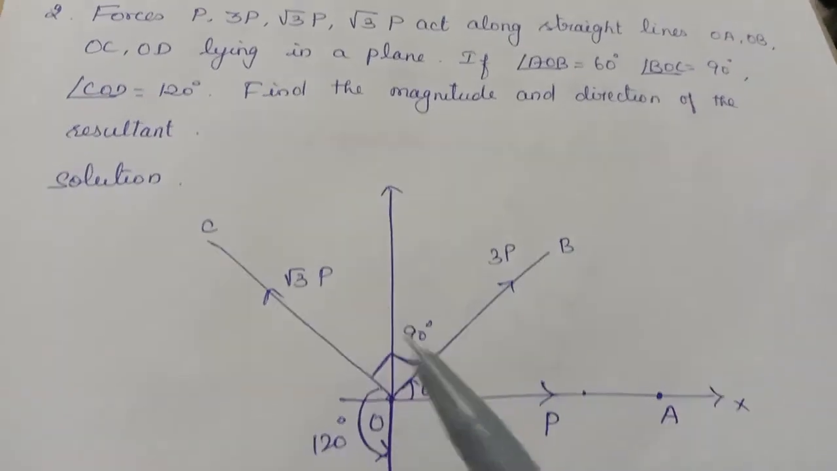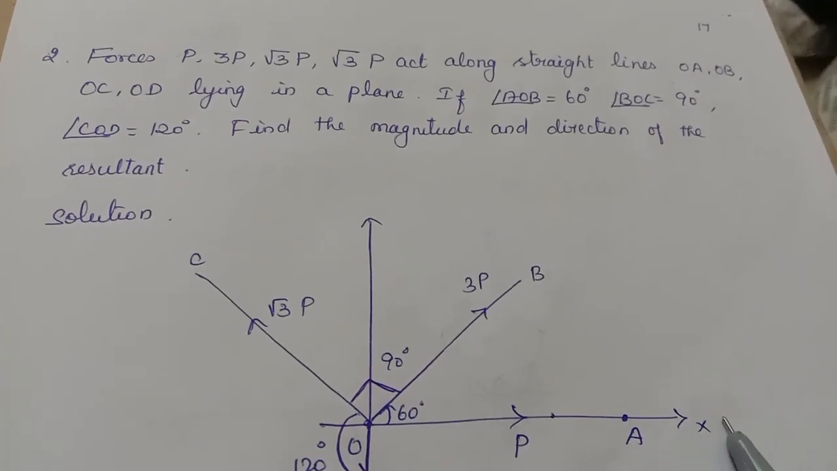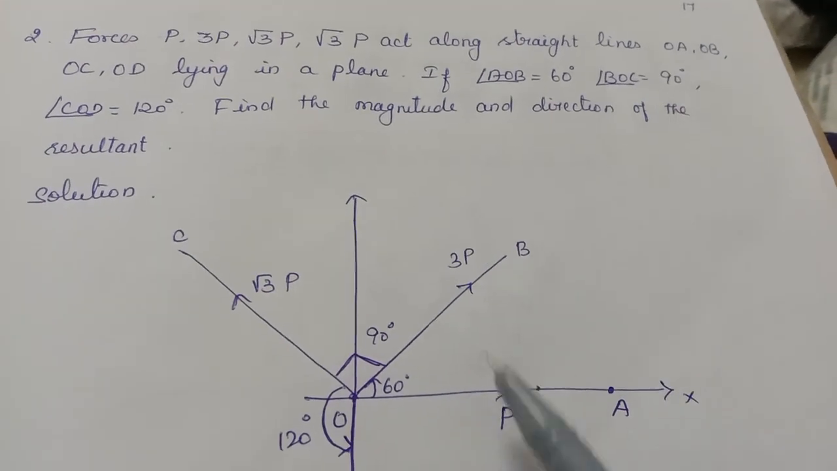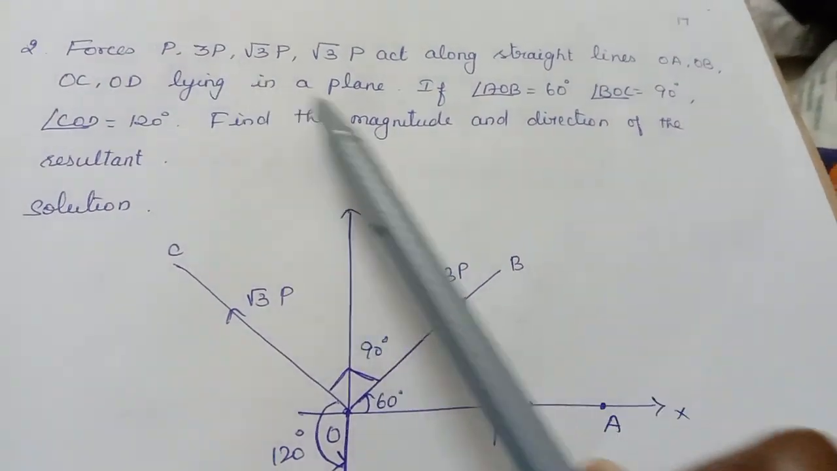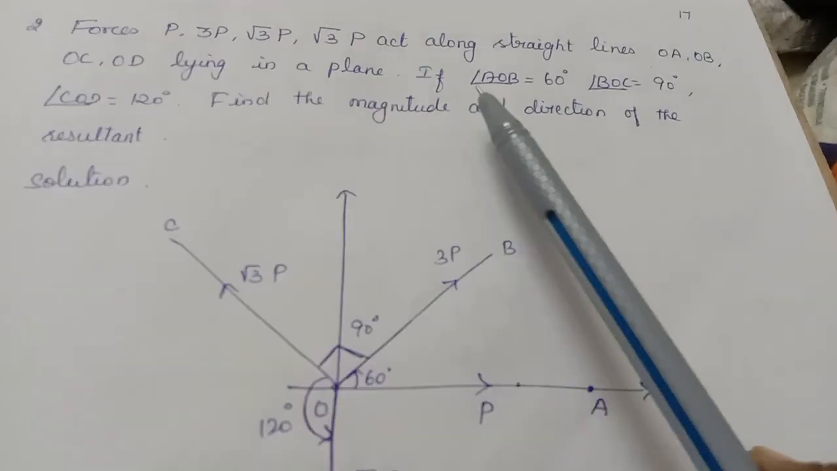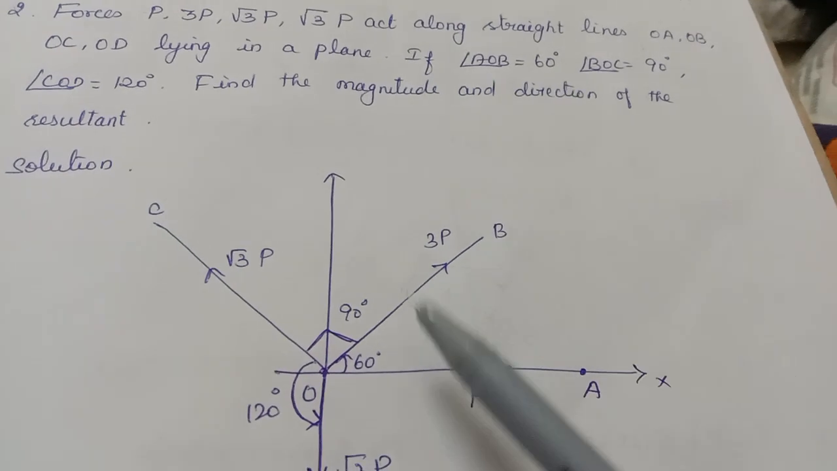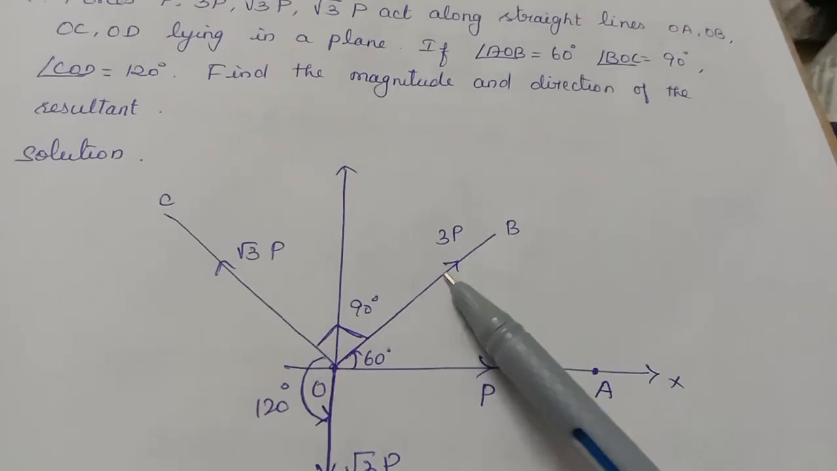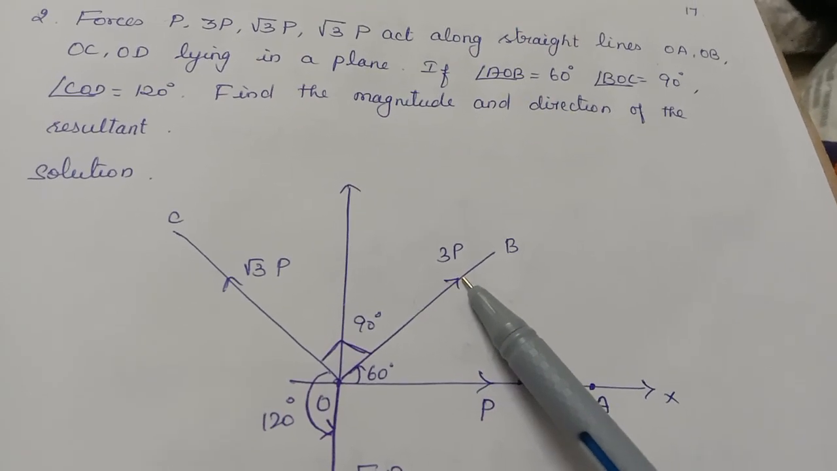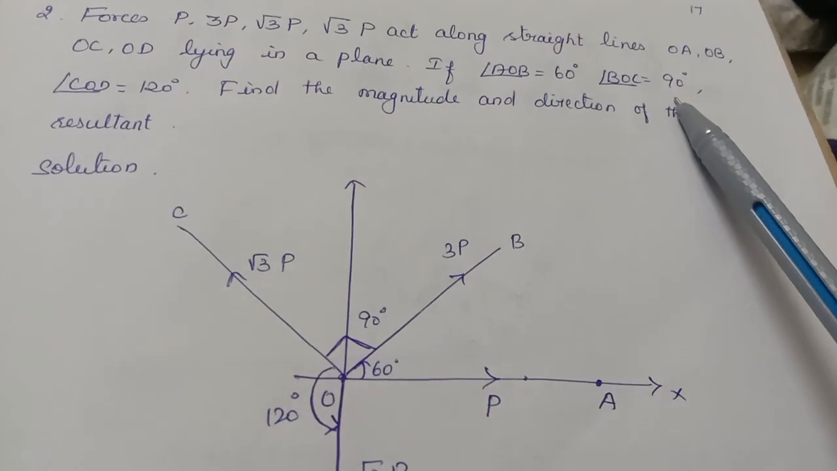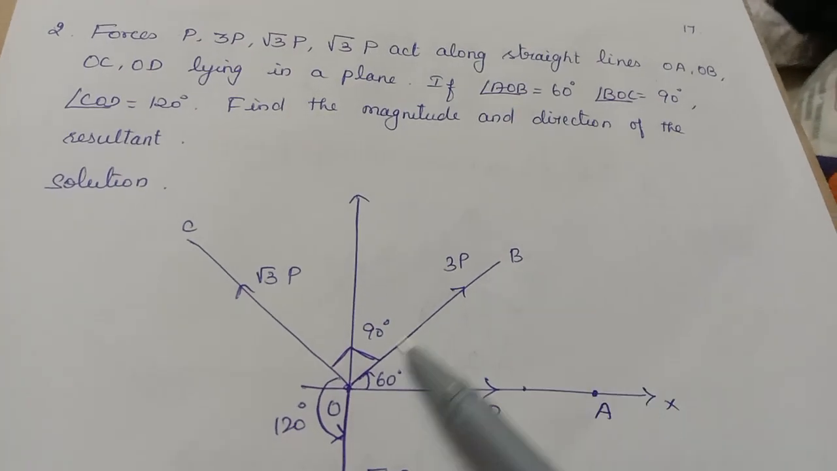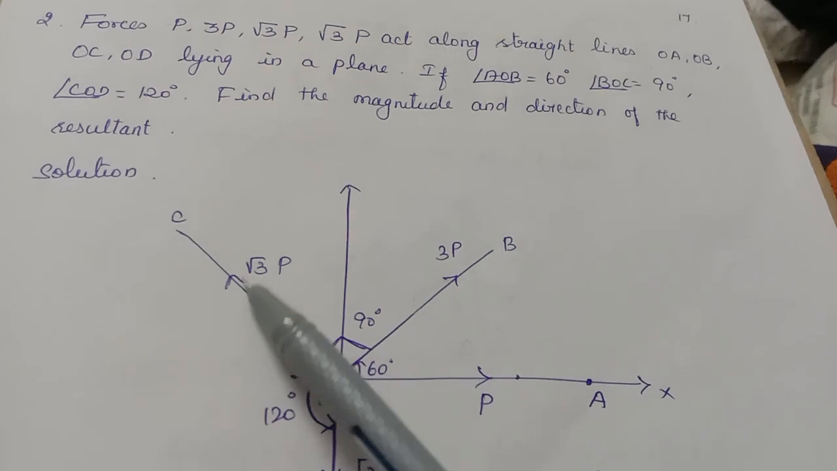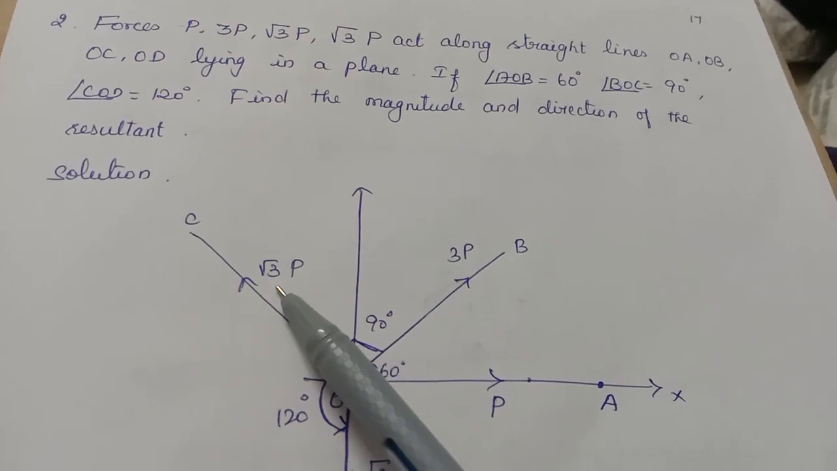Okay, as usual, let me take the first force P along my horizontal line. So this is going to be my OA. What is the second force? 3P. It is acting along OB. And what is the angle AOB? 60 degree. So OB is making an angle of 60 degree with OA, and along this OB, force 3P is acting. Okay, next one is angle BOC equal to 90 degree. So this is my BO, no? So take a line at 90 degree. Okay, this is my BOC, and along this line OC, root 3P is acting, right?